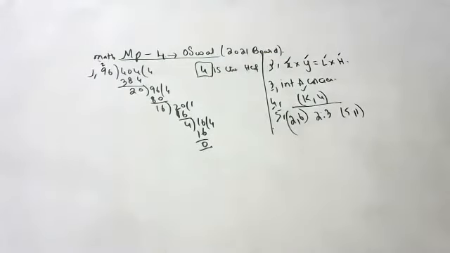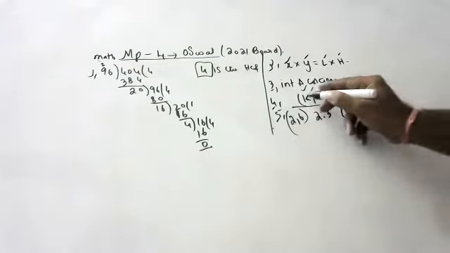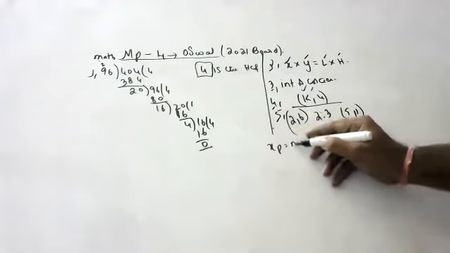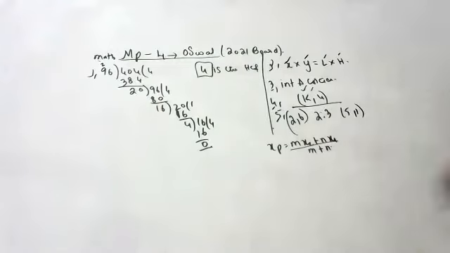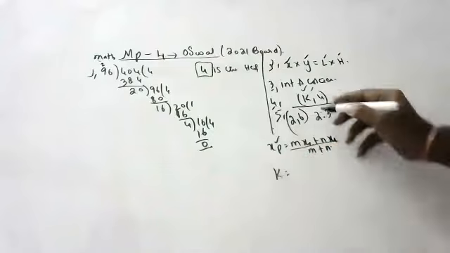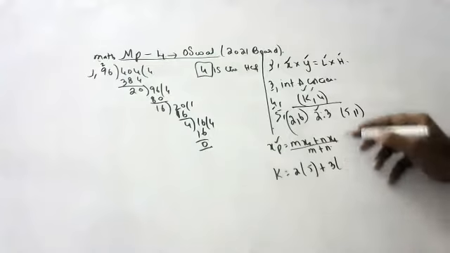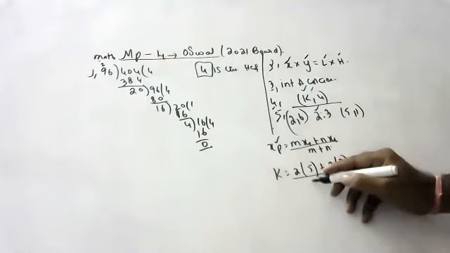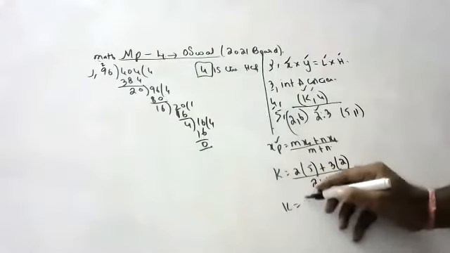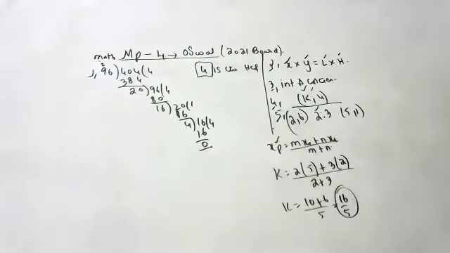K is equal to 2 into 5... So first, this is the x coordinate, this is the y coordinate. X coordinate formula: x equals mx2 plus nx1 by m plus n. So k is equal to 2 into 5 plus 3 into 2, by 2 plus 3. So how much is it going to be? 10 plus 6 by 5, 16 by 5. So 16 by 5 is the answer, children.